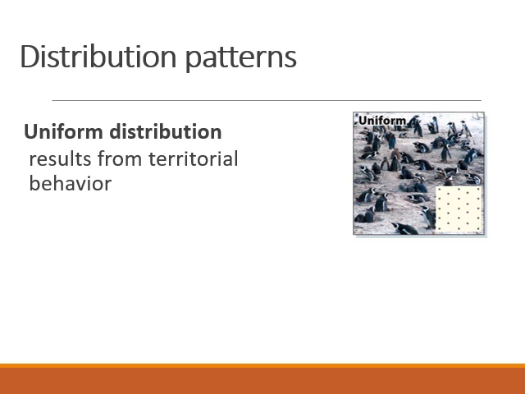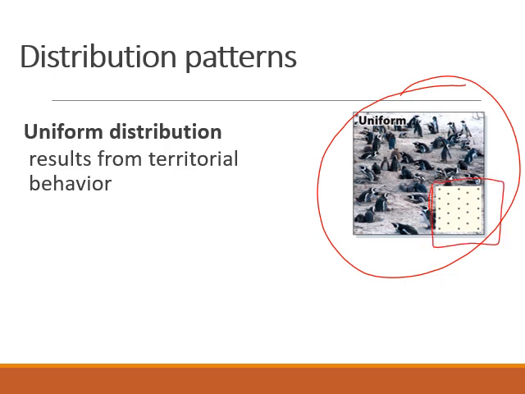The last one is uniform distribution, and this is usually because of territorial behavior. So the best examples are usually nesting birds. For example, penguins over here, and they're usually pretty uniformly distributed. So you can tell right here, it's a little bit different than the random pattern, right? You can kind of tell like, okay, they're always going to be at least 8 feet apart, or whatever it might be. And that's as a result of some sort of territorial behavior. And you see it a lot with nesting, especially in birds.